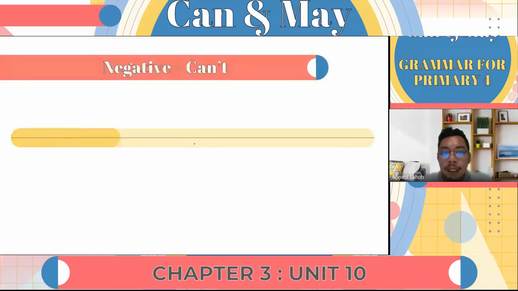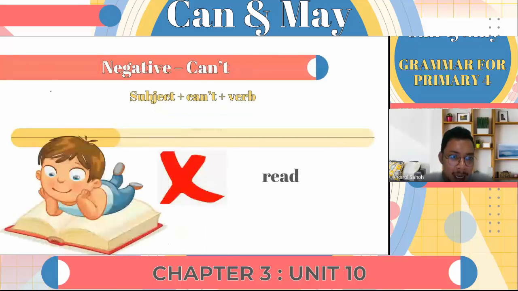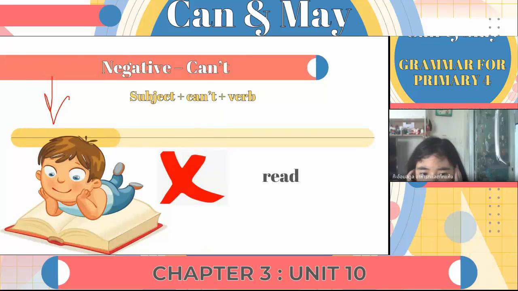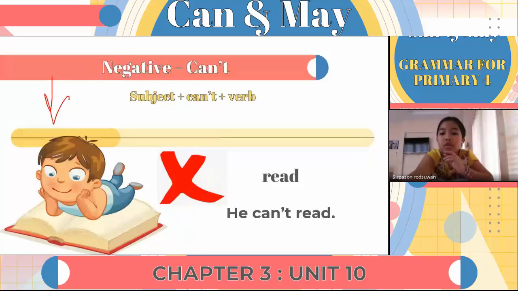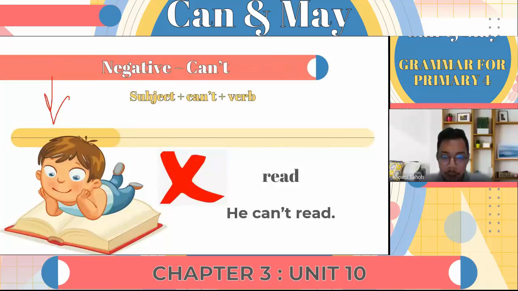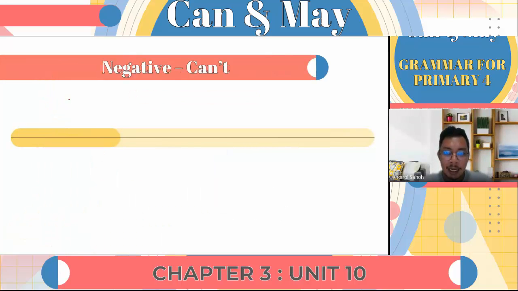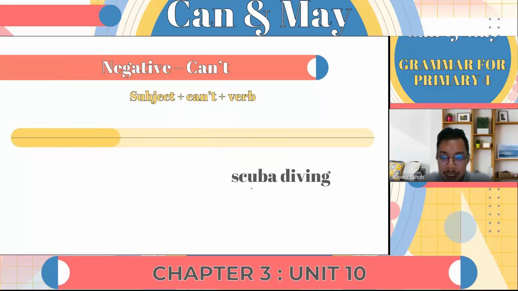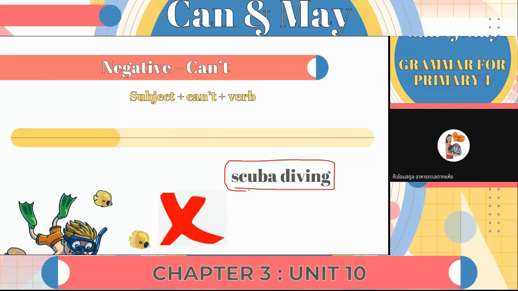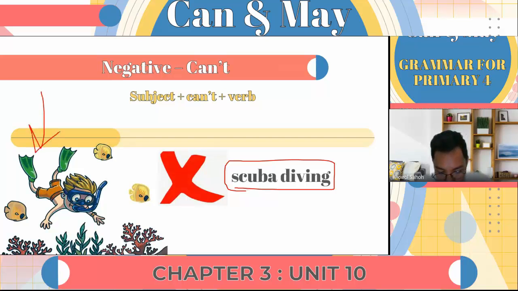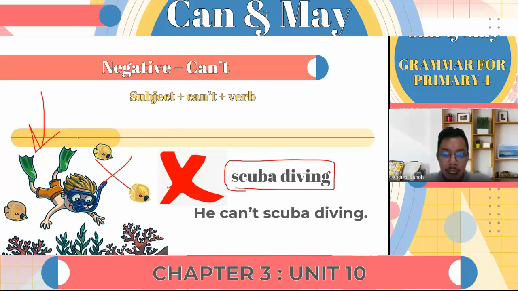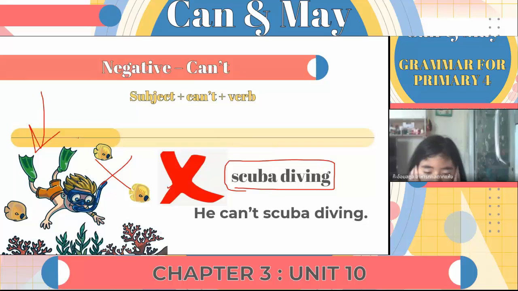Negative. This one, read. This boy cannot read. He can't read. Very good. He cannot read or he can't read. Next. Negative using can't, scuba diving. You know scuba diving. ดำน้ำ. He can't scuba dive.